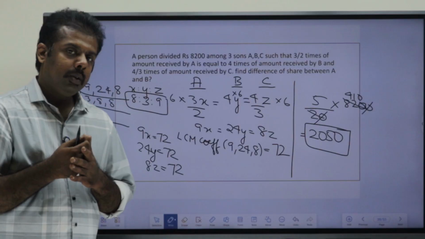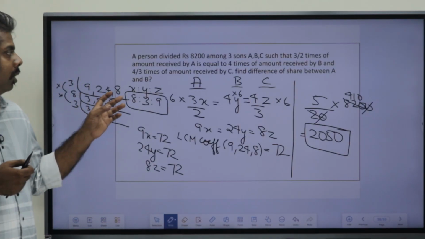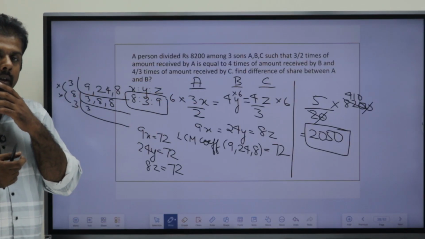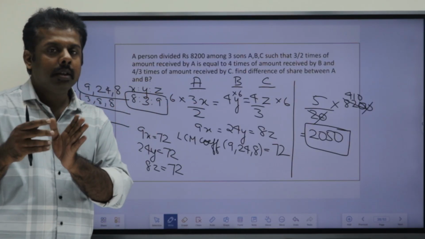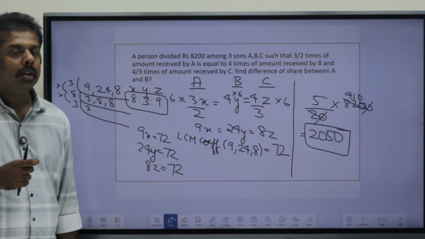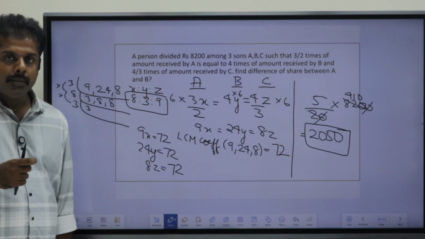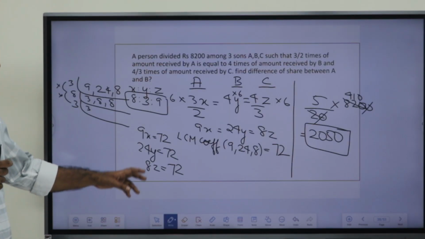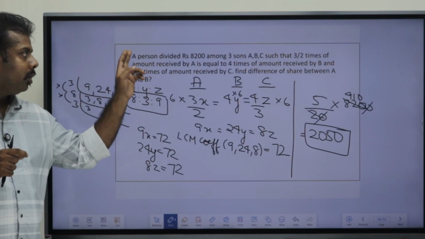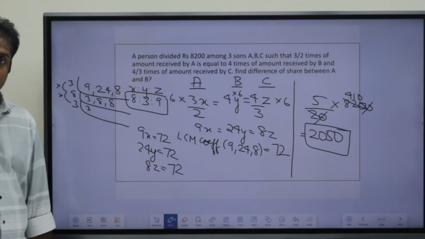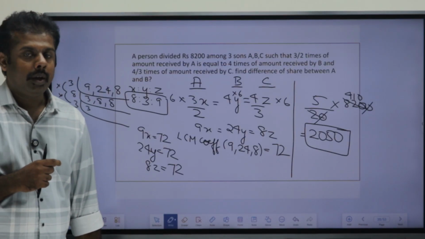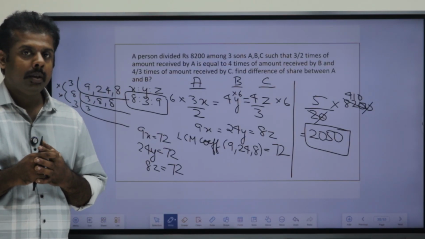I hope that you got the solution. Just discussing the important points here. The first was to assume that the three people have got different amounts. So, we assumed them as x, y and z, and connected the conditions based on that, to get the ratio of their amounts as 8 is to 3 is to 9. We knew the total amount. From there we got the difference of share between A and B as 2050. I hope that you got the solution here.